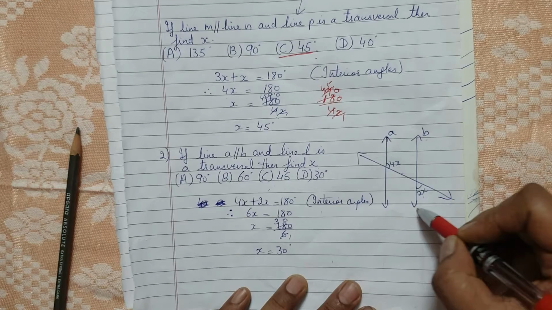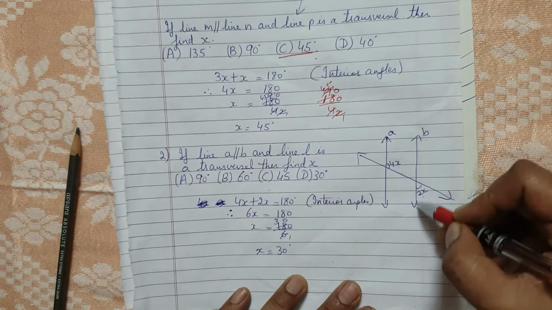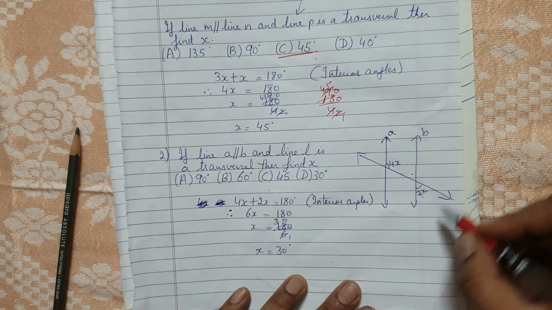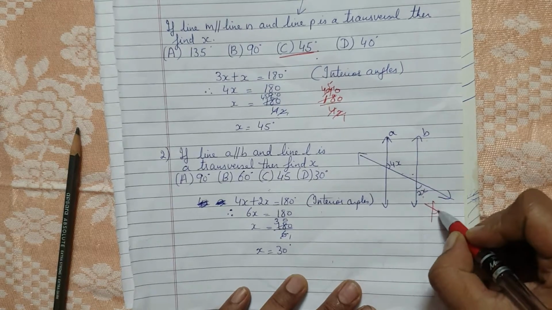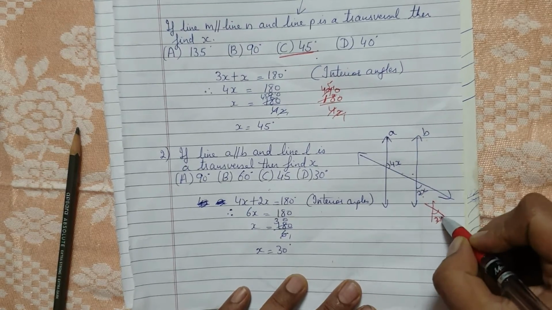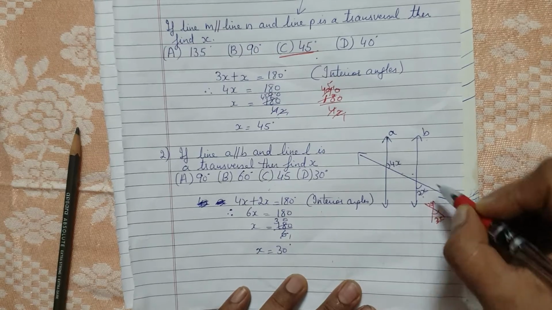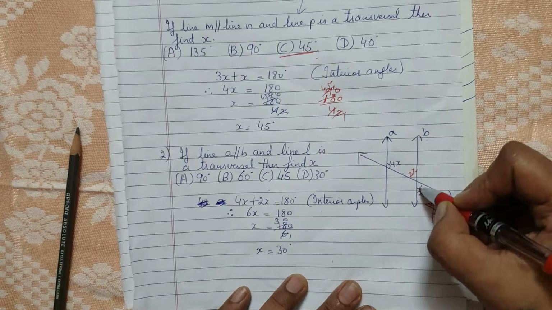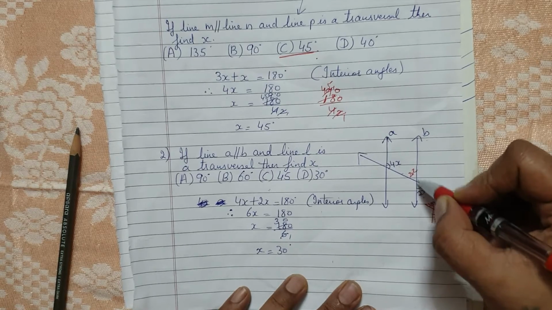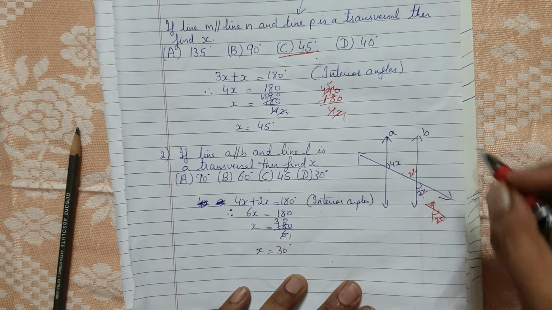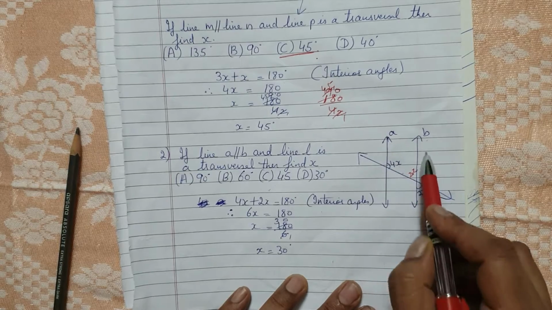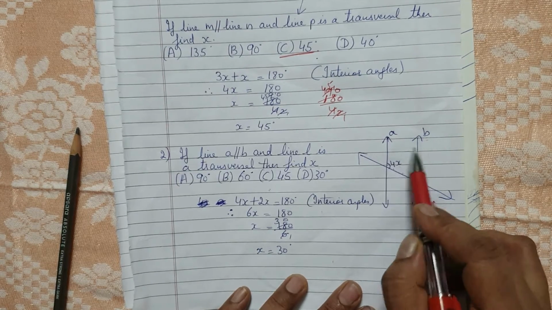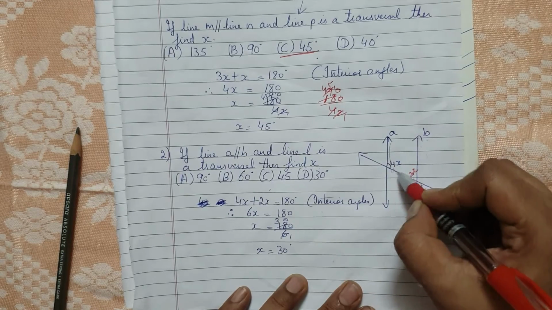Now this is 2x. So this is vertically opposite, so even this will be 2x. Vertically means like this. If this is 2x, even this will be 2x. They are vertically opposite angles. So now this became inside. Now this 2x came inside and this is 4x. So they form interior angles, like this open box.